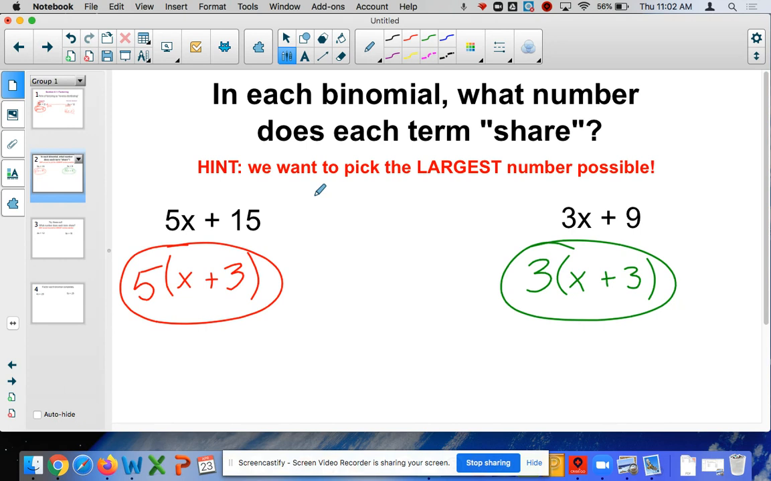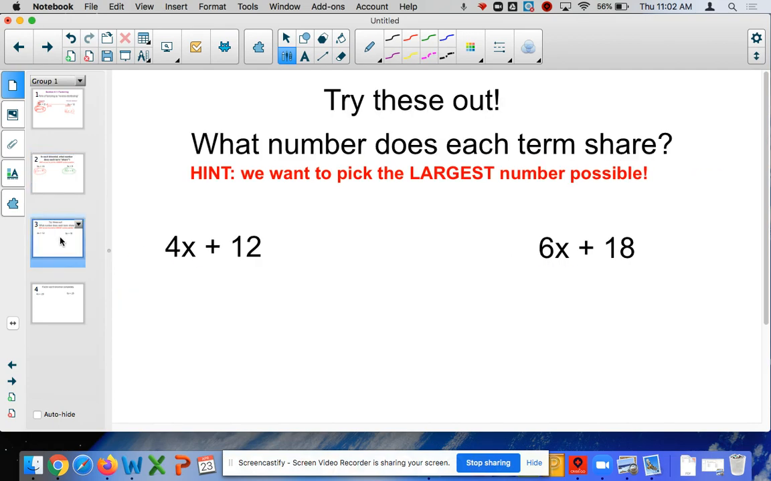Again, we're always asking ourselves, what number do both of them have in common? And I'll come back to that red one, and that red hint in this example here. We want to pick the largest number possible. Let's look at 4x plus 12. I know they're both even, so can we pull out a 2? Yeah, we sure could, but I think there's something bigger in there, and maybe you've spotted it already.